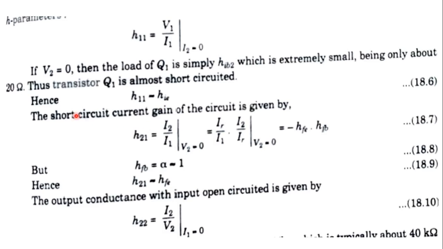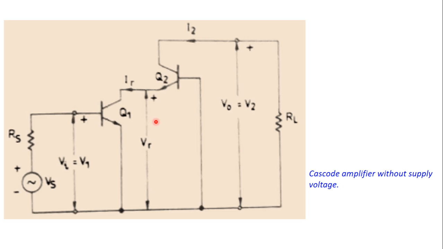Now the short circuit current gain of the circuit is given by H21. By definition, H21 is the ratio between I2 and I1, provided that V2 is 0. So this is the forward current gain when the output is short circuited. We can multiply the numerator and the denominator by IR, and look at this: this is IR, and this would be I1. So IR by I1 is the forward current gain for Q1.